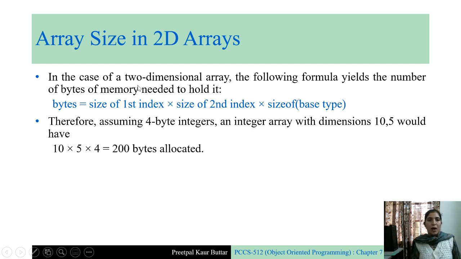So next is how to calculate the size of a 2D array. In case of the 2D array, we have this formula: the number of bytes equals size of first index multiplied by size of second index multiplied by size of each element, that is the size of the base type. So if you have an array with dimensions 10, 5, meaning 10 rows and 5 columns, you have totally 50 elements. And the size of each element is 4 bytes. So 50 into 4 is equal to 200 is the size of the array, right?